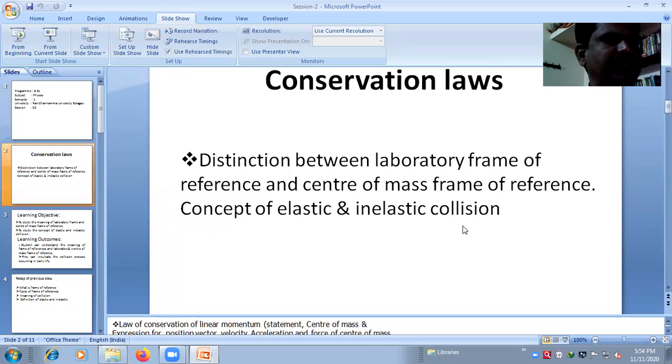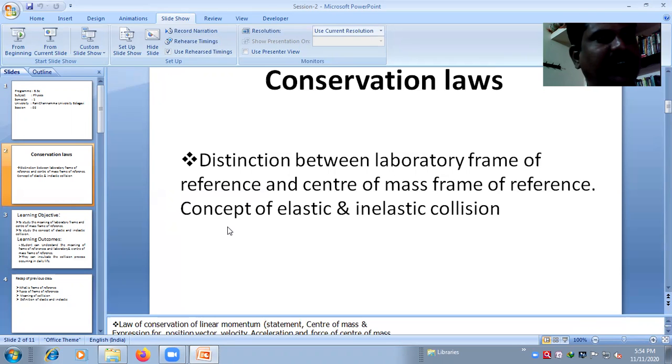An object at rest continues to be at rest. An object in motion continues to move at a constant velocity since no force acts on it. Such frames of reference are called inertial frames of reference.